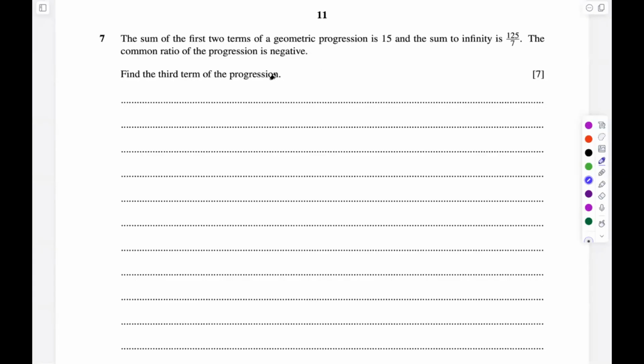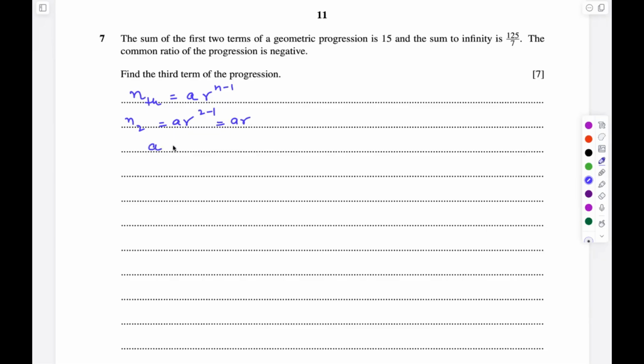In question 7, the sum of the first two terms of a geometric progression is 15 and the sum to infinity is 125 upon 7. The common ratio of the progression is negative. We have to find the third term of the progression. Now, if it is a geometric progression, the nth term is given by a r to the power n minus 1. The first term is a, and the second term will be a r to the power 2 minus 1, which is equal to a r.